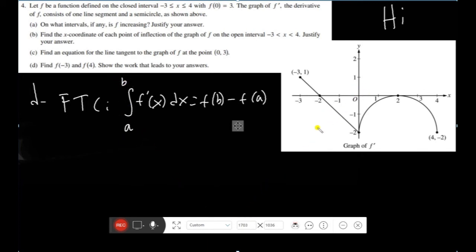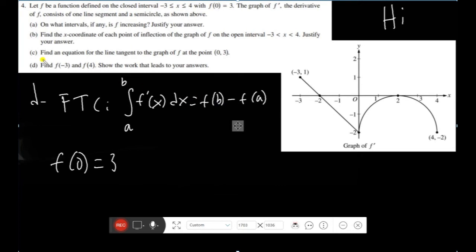So the question is, what is the point that we know the most about on this function? The point we know the most about is (0, 3), right? Because we've been working with (0, 3), and we know that at x equals 0, f of 0 is 3. So we're going to use the fact that f of 0 is 3 and combine that with the fundamental theorem of calculus to help with this problem.